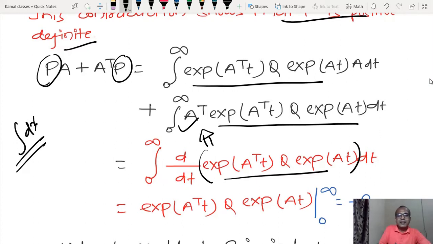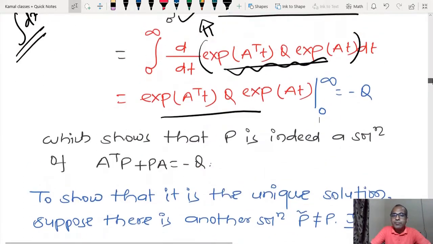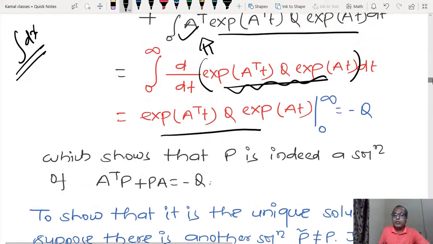So similarly, the integral of this quantity is just whatever is inside the bracket, and due to that reason I have written this, and this is 0 and the limit is from 0 to infinity. Now if you put infinity, then what kind of value comes into the picture?